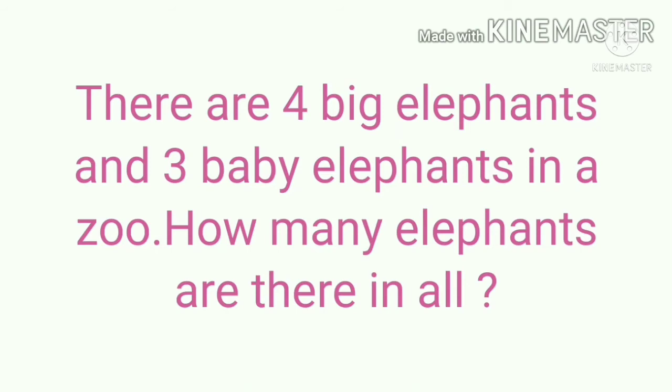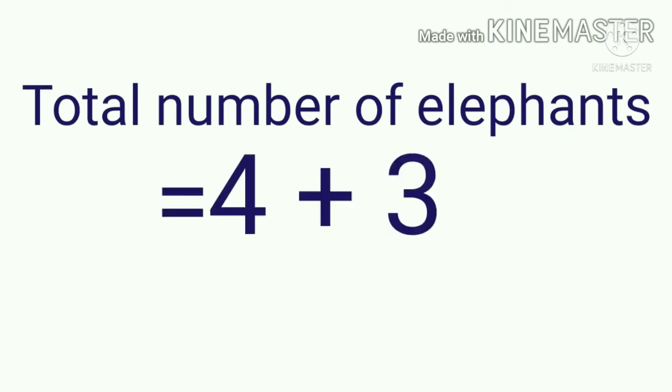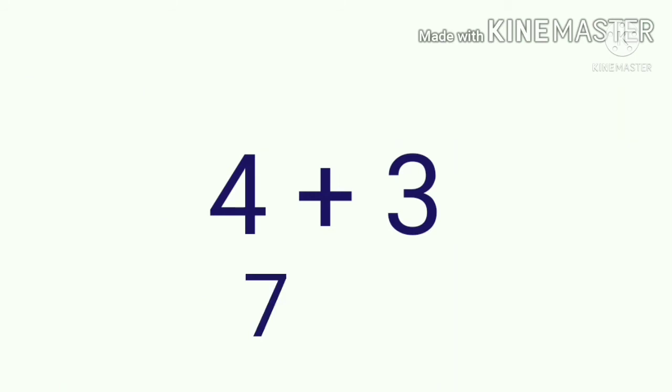Now we have to add the number 4 and 3. That is number of big elephants and number of baby elephants. Let us add these two numbers. We know there are 4 big elephants and 3 baby elephants. Now the total number of elephants is equal to 4 plus 3. What will be the answer? 4 plus 3 is equal to 7. There are 7 elephants in the zoo.